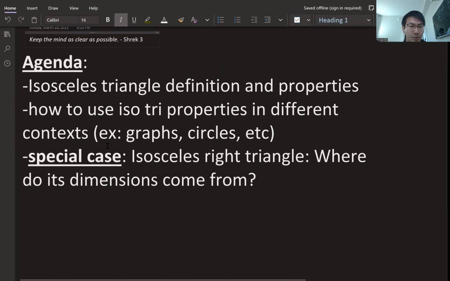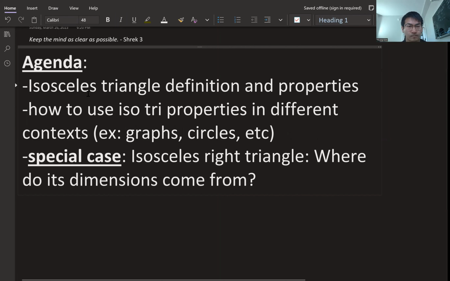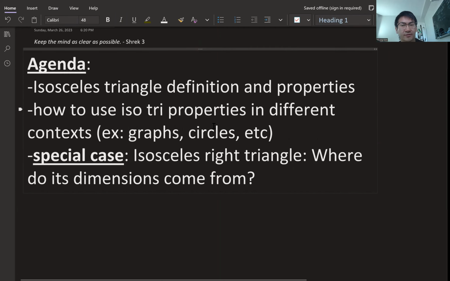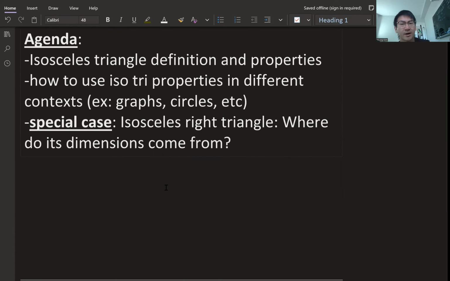I want to hit all of these points, hopefully. Okay, so I want to go over the isosceles triangle definition, and then from there see its properties. So let's do that right now.